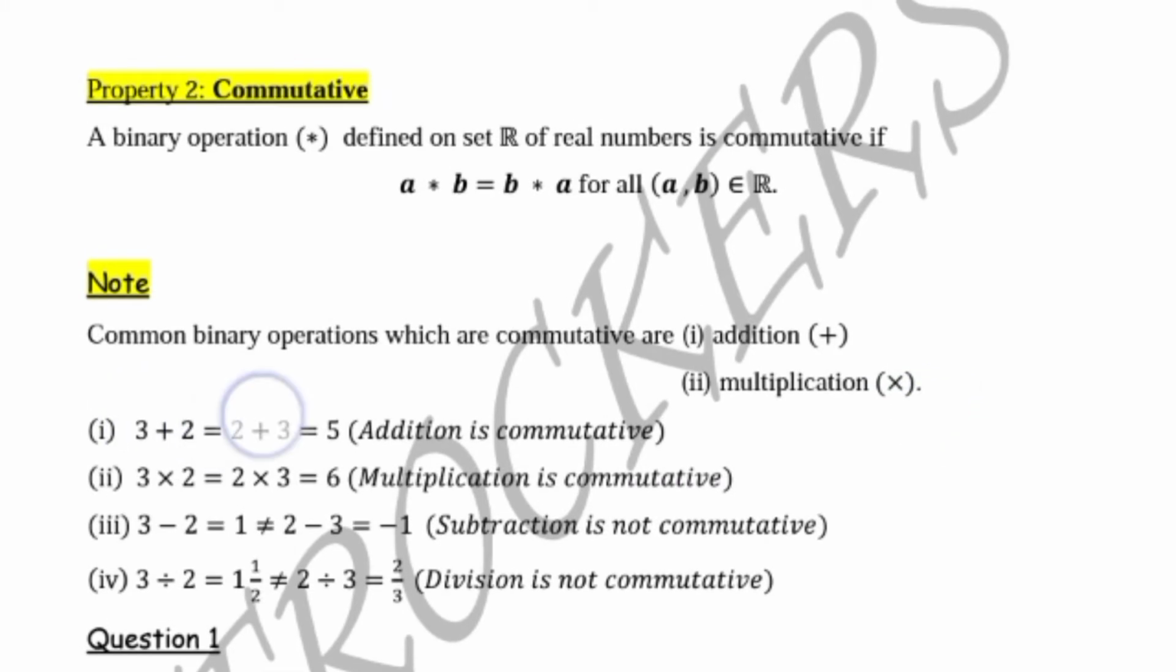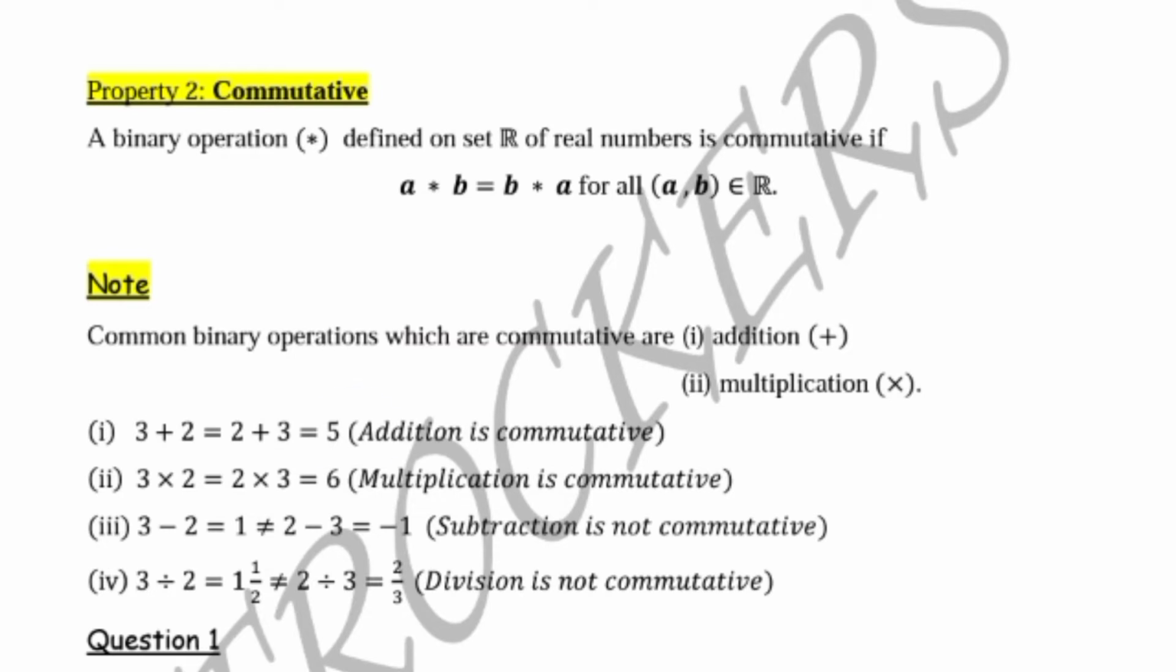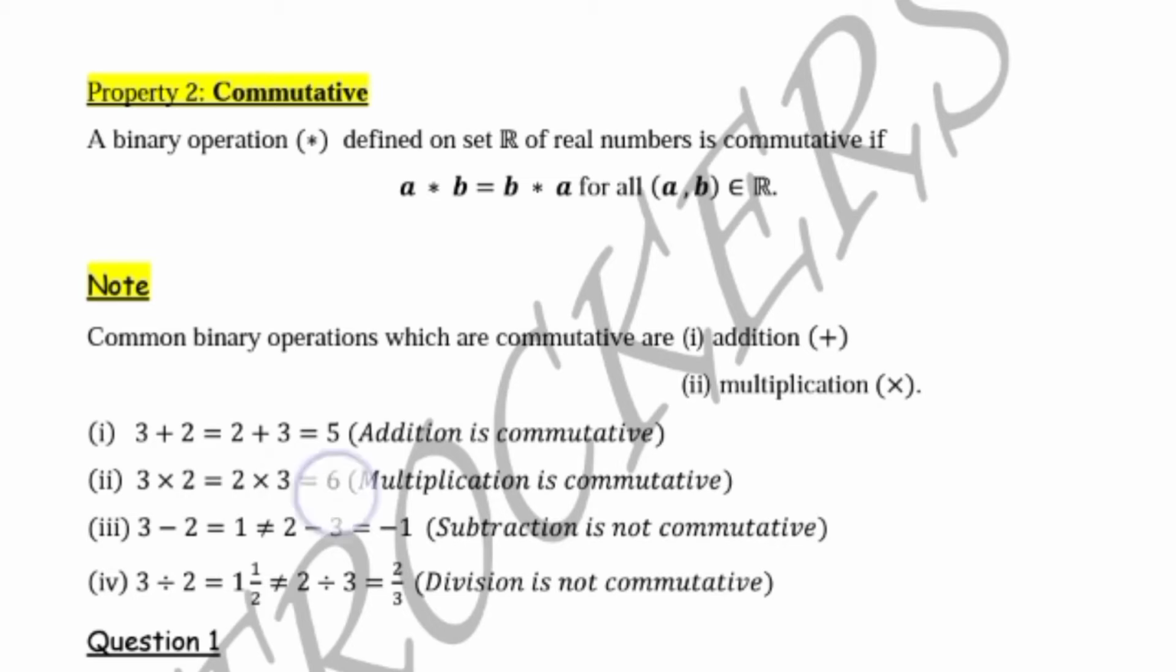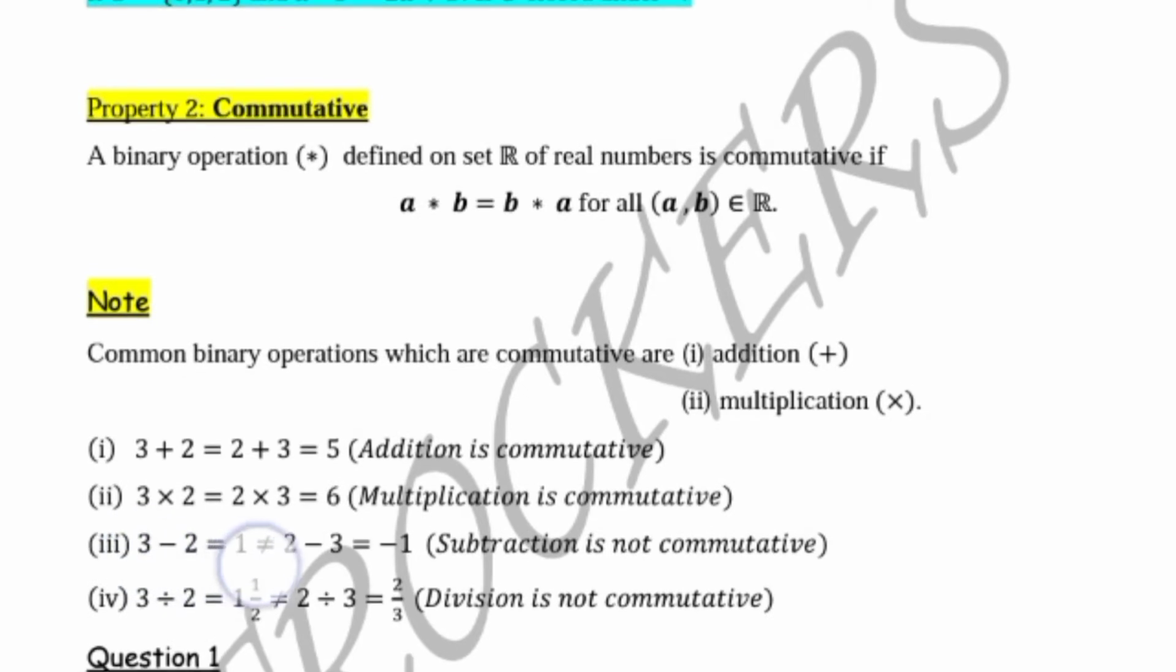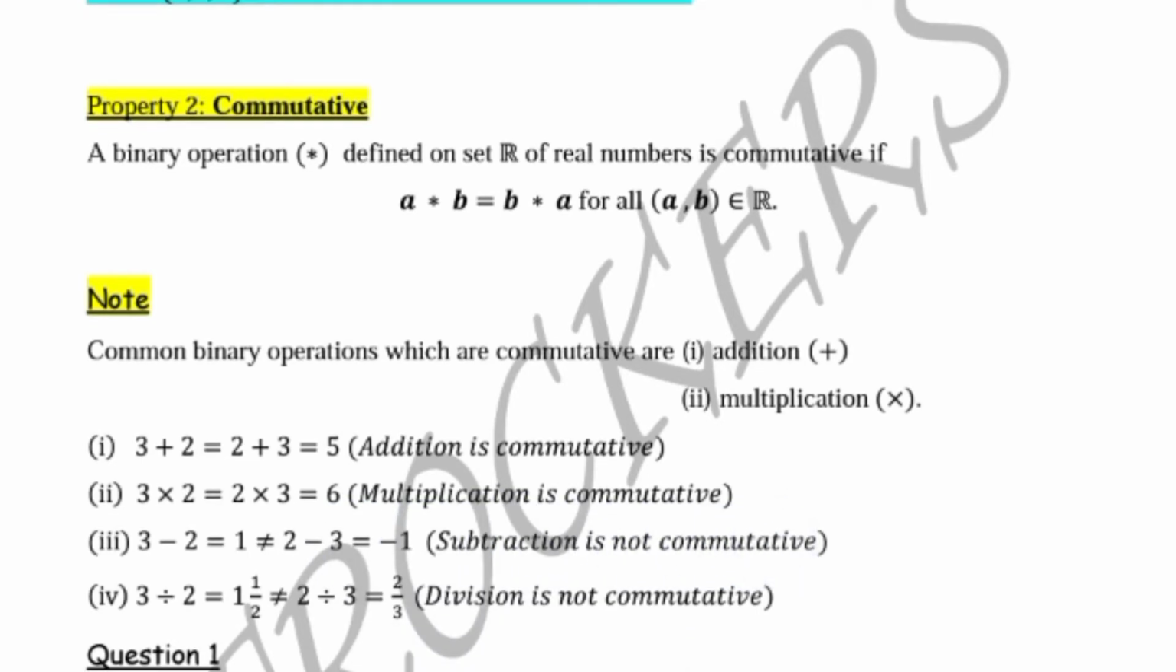3 plus 2 is equal to 2 plus 3, which is equal to 5. Therefore, addition is commutative. 3 times 2 is equal to 2 times 3, which is equal to 6. Therefore, multiplication is commutative. 3 minus 2 is equal to 1, whereas 2 minus 3 is equal to minus 1. Therefore, subtraction is not commutative since we got different answers right here. 3 divided by 2 is equal to 1.5, whereas 2 divided by 3 is equal to 2 over 3. Therefore, division is also not commutative.